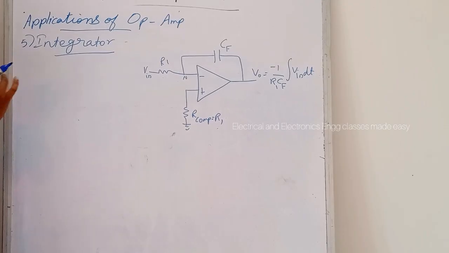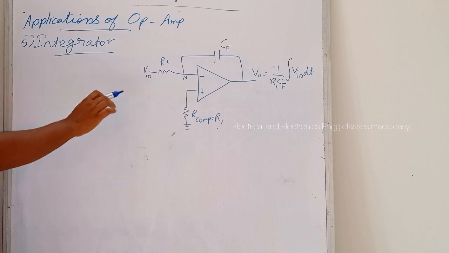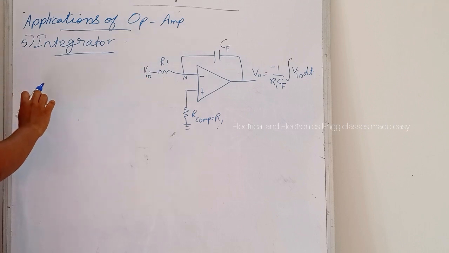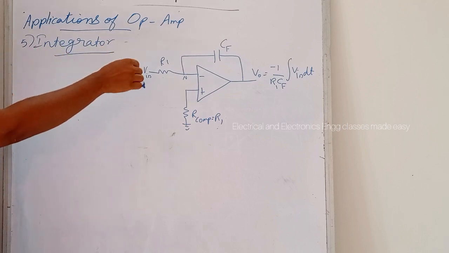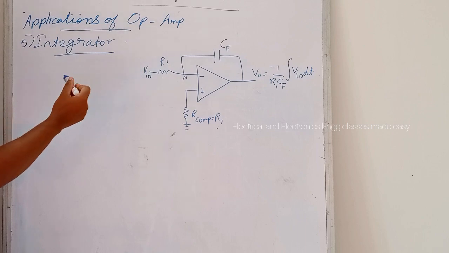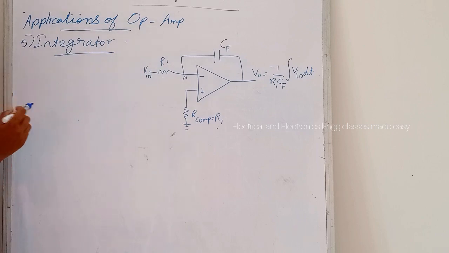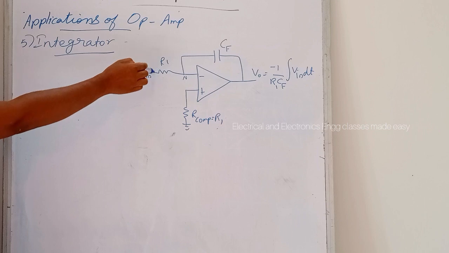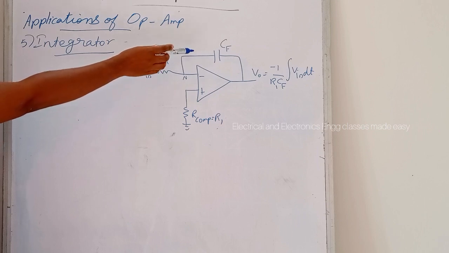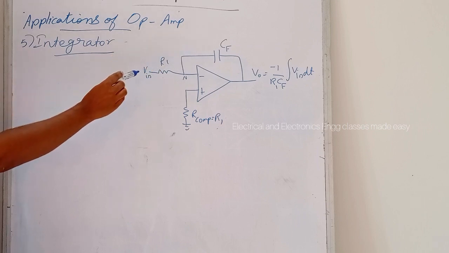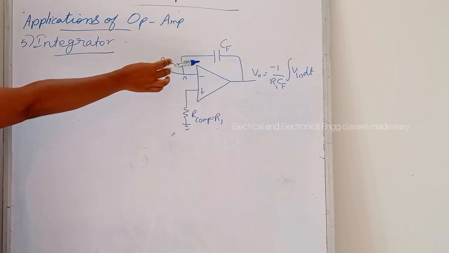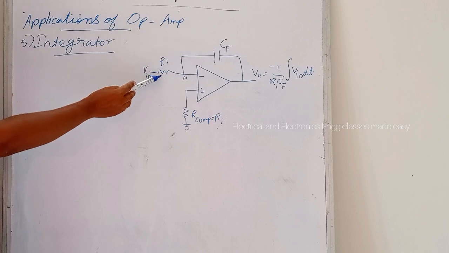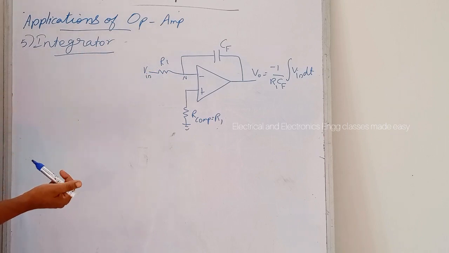Next is the integrator. So this is the diagram for the integrator, and in the differentiator, if we interchange the resistor and capacitor positions, then we will get the integrator. So in the differentiator, here is the capacitor and the feedback resistance, and here it is interchanged, that is here the feedback capacitor is there and this is the input resistance.